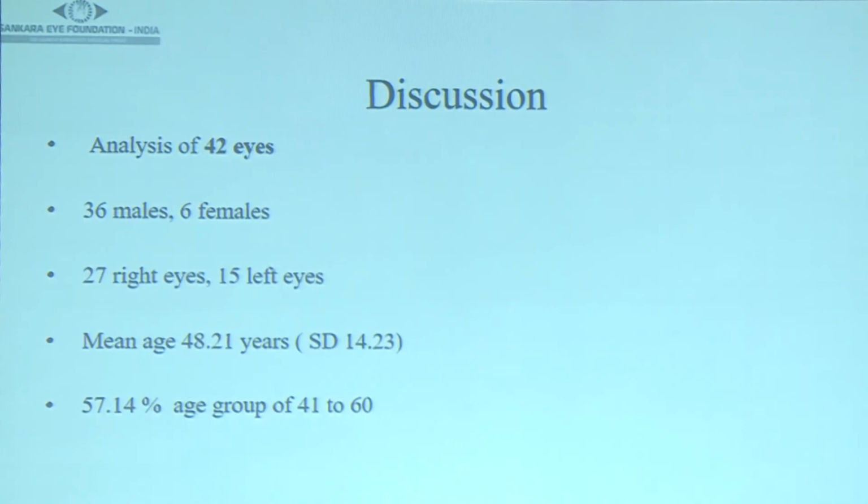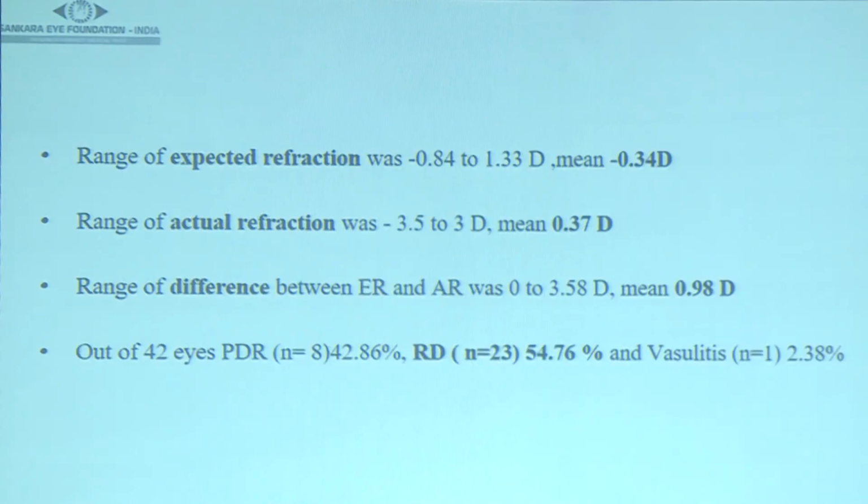So we analyzed 42 eyes, of which 36 were male, 6 were female, 27 were right eyes, and 15 were left eyes. The mean age was 48, and 57% were in the group of 41 to 60. The range of expected refraction was from minus 0.84 to 1.33 with a mean of minus 0.34, and the range of actual refraction was minus 3.5 to 3 with a mean of 0.37. The range of difference between expected and actual refraction was 0 to 3.58. The mean was 0.98. Out of 42 eyes, most of the patients underwent silicone oil infusion for retinal detachments.